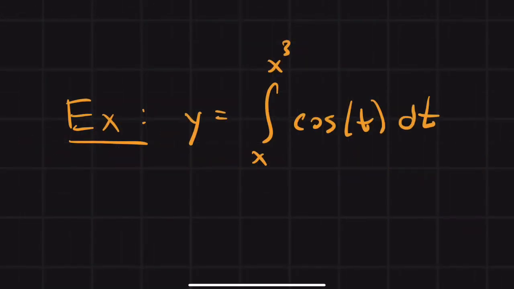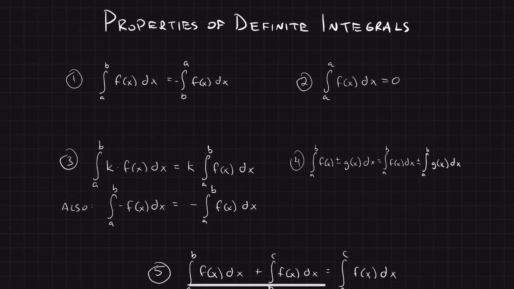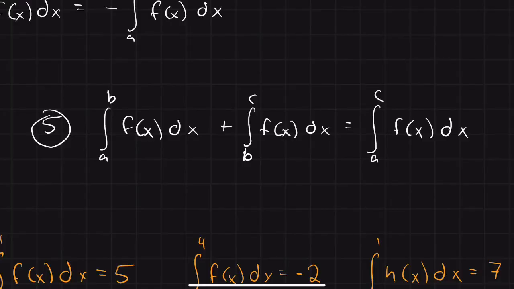Okay, so there's one other way to make this harder. What happens if both the top and bottom boundaries of the integral are variables? In order to use the second FTC, the bottom boundary has to be a constant. So here's how this works. We want to rewrite this integral as two different integrals that both include at least one constant. And in order to do that, we're going to go back to the properties of definite integrals. So we can use property number 5.